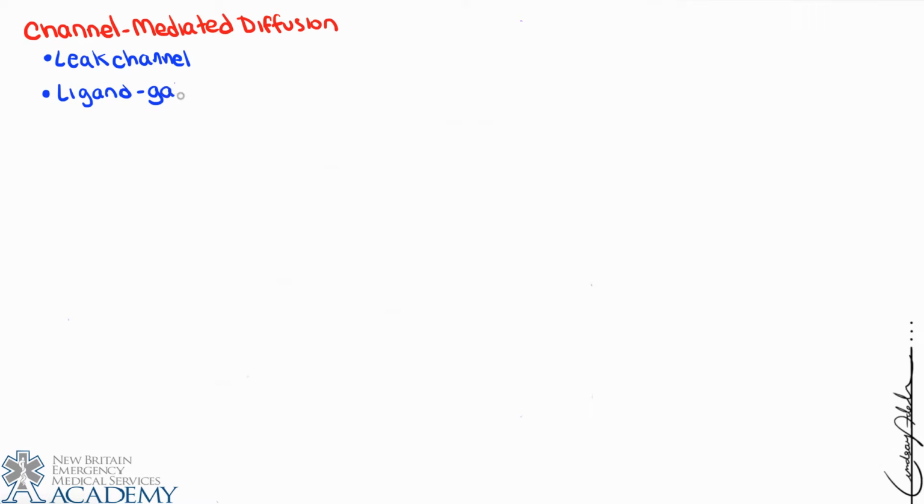Everyone, in this video, we will describe channel-mediated diffusion. There are several different types of channels that are involved in channel-mediated diffusion, so we'll just label them quickly. They are leak channels, ligand-gated ion channels, and voltage-gated ion channels.